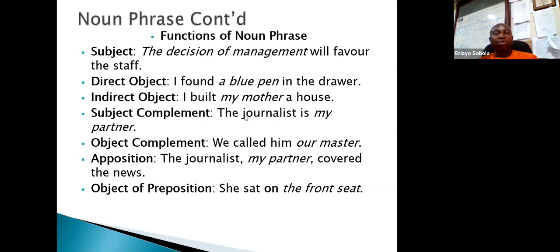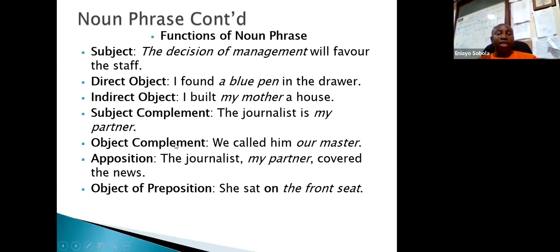We also have subject complements, as you know. The journalist is my partner. The subject complement always complements the subject. We realize that the journalist and my partner are the same; they refer to the same person in the structure.